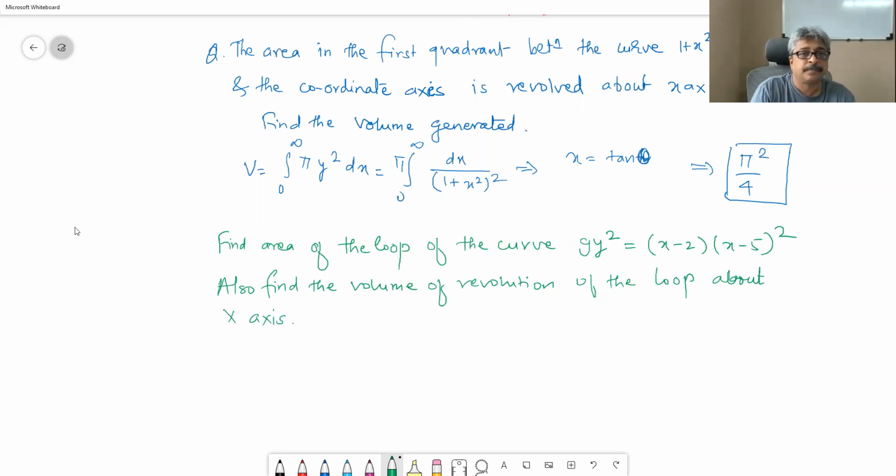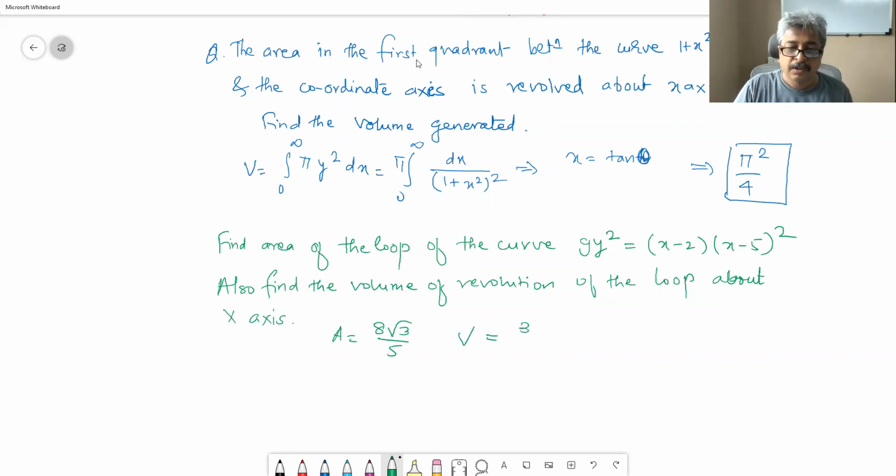First answer, area of the loop is 8 root 3 by 5 and volume of revolution of the loop is 3 pi by 4. Okay, that is what it is. Do you want me to write down the equation? I mean, it is simple. While finding out area, you are supposed to use y. While finding out volume, you are supposed to use pi y square for integration. And you will get the answer.